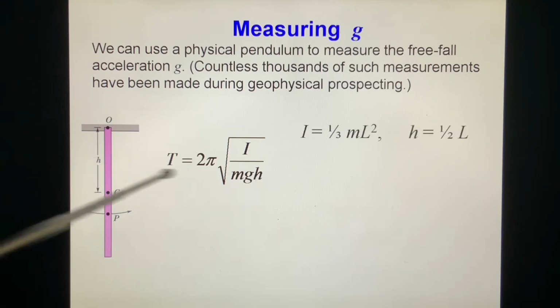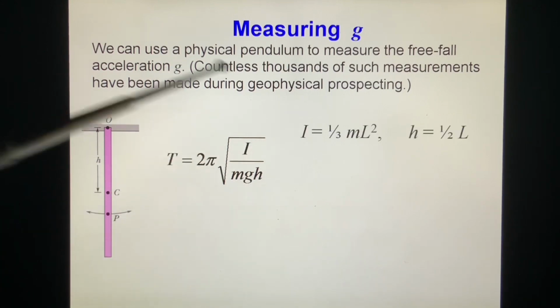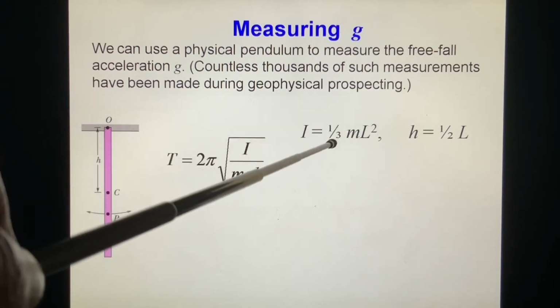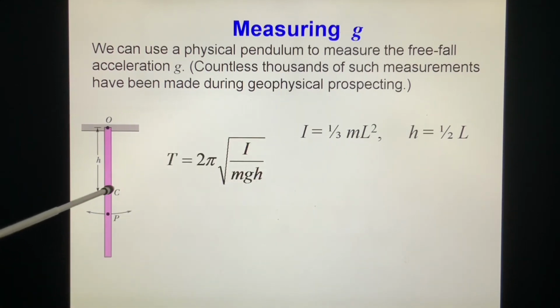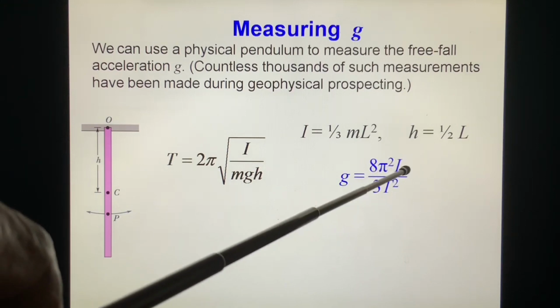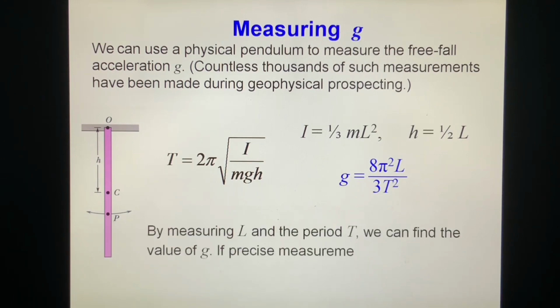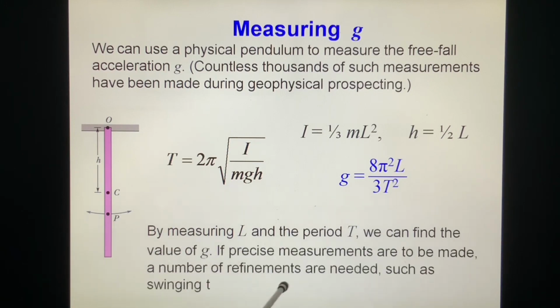For this one, this I is 1/3 ml squared. This is a rod about one end, so 1/3. And this h here is half L. Okay, we put it inside, we get a g. Okay, and we measure T, we measure L, we can find the g. By measuring L and the period T, we can find the value of g. If precise measurements are to be made, a number of refinements are needed, such as swinging the pendulum in an evacuated chamber and so on.